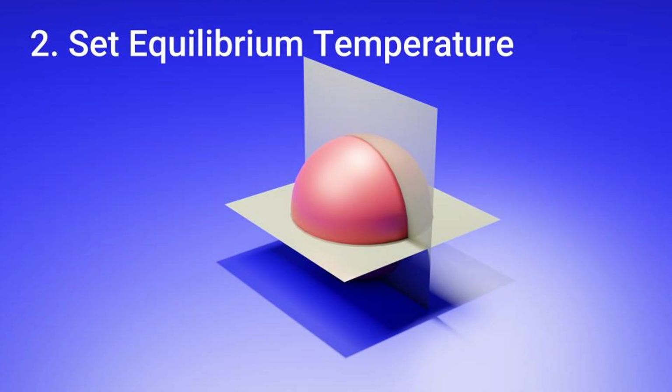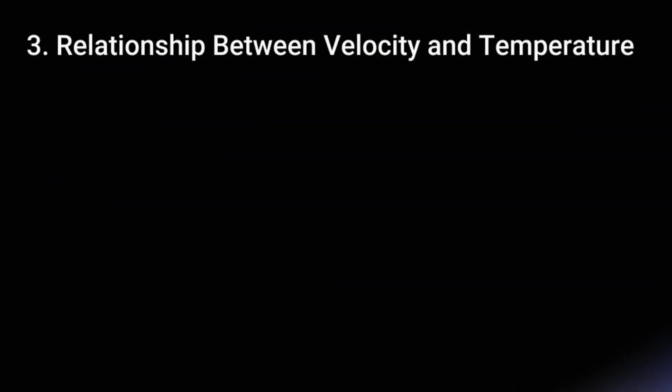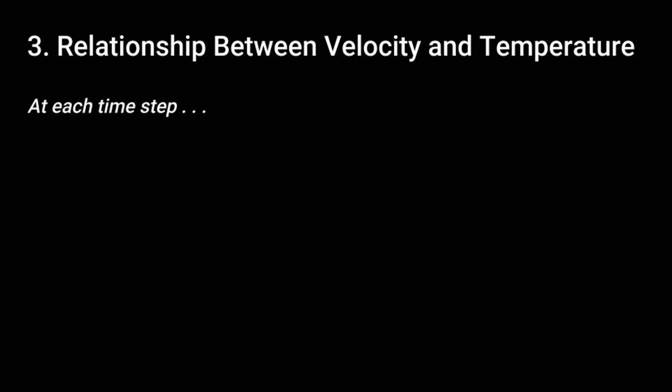Now, by running each step of MD simulation, we need to achieve the equilibrium temperature. But for each time step, the velocities of the atoms are changing. That means we need to establish a relationship between velocity and temperature. This relationship will also help us determine the instantaneous temperature at each time step.